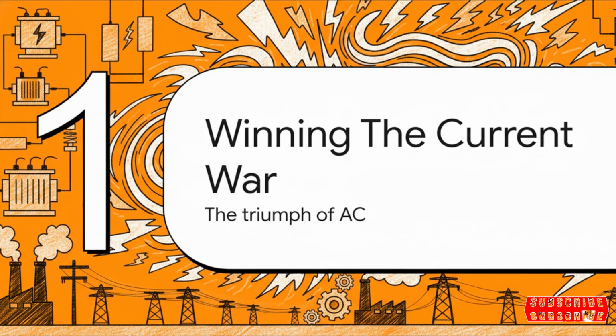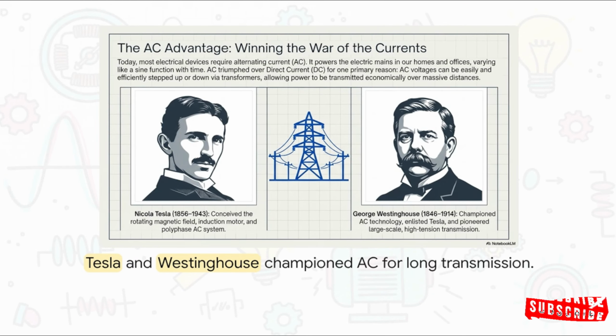To really understand why our grid uses alternating current today, we first have to look at the massive historical shift that actually made it possible. Back in the day, there was a literal, fiercely fought war of the currents between Thomas Edison, who backed direct current, and brilliant minds like Nikola Tesla and George Westinghouse, who championed alternating current. So, why did AC win? Well, it comes down to the journey.